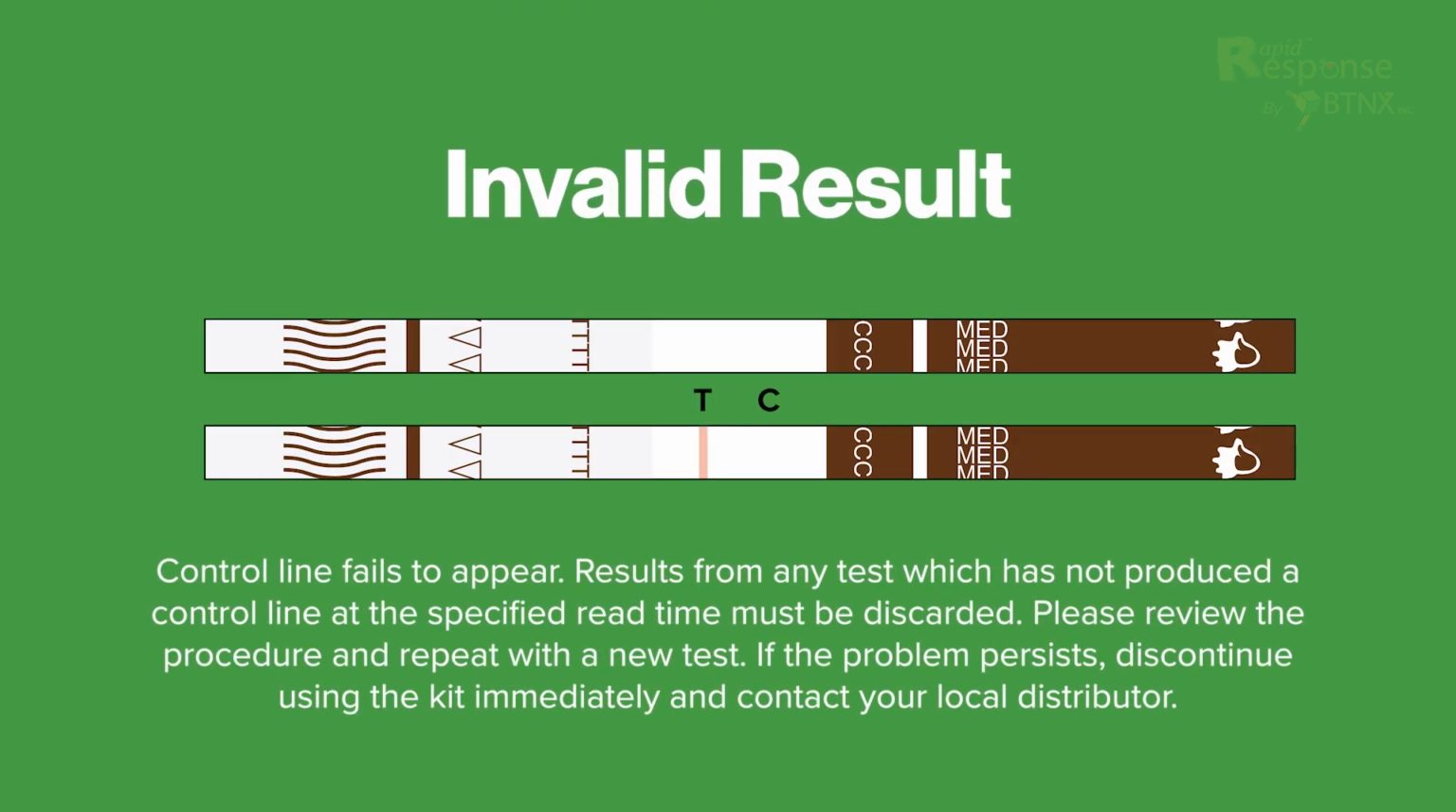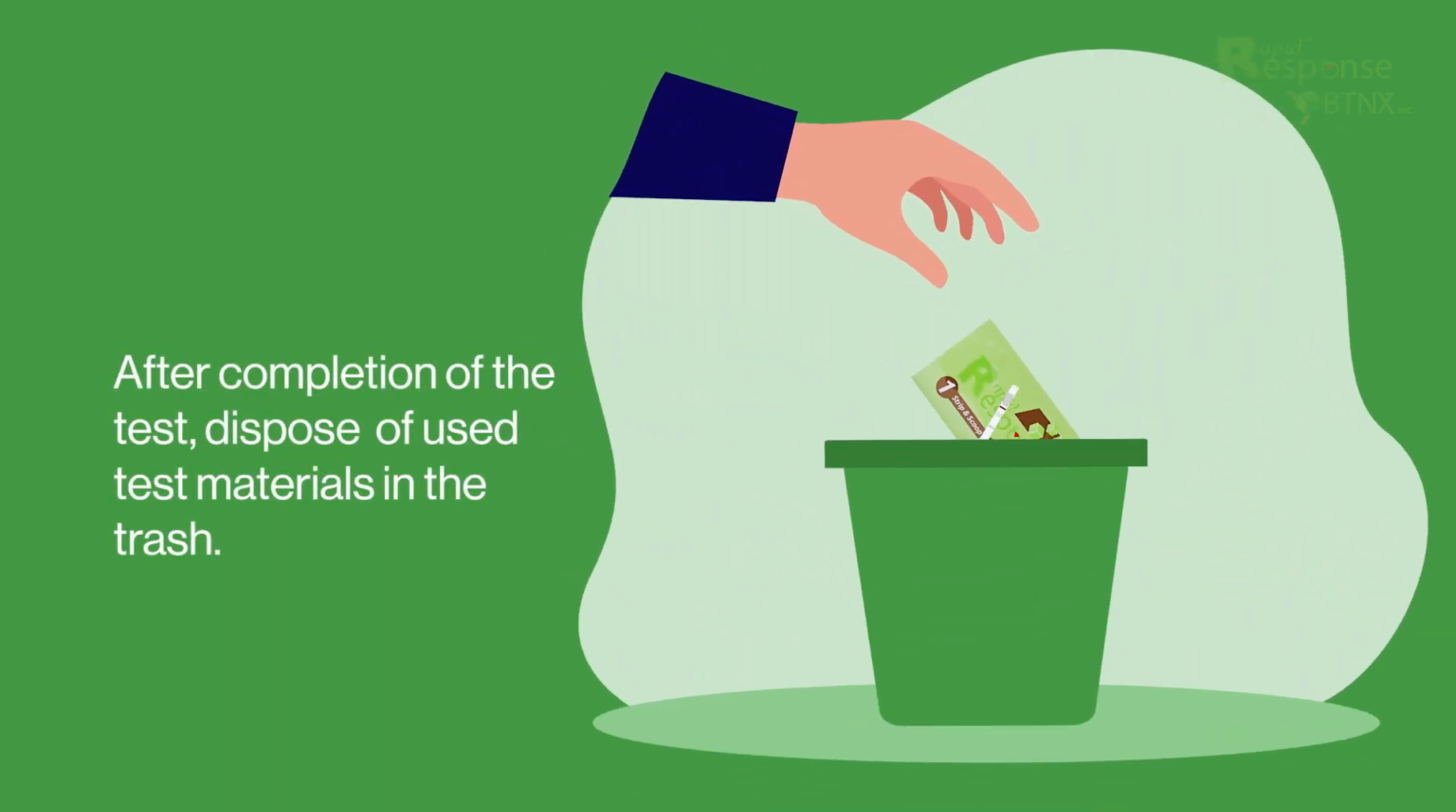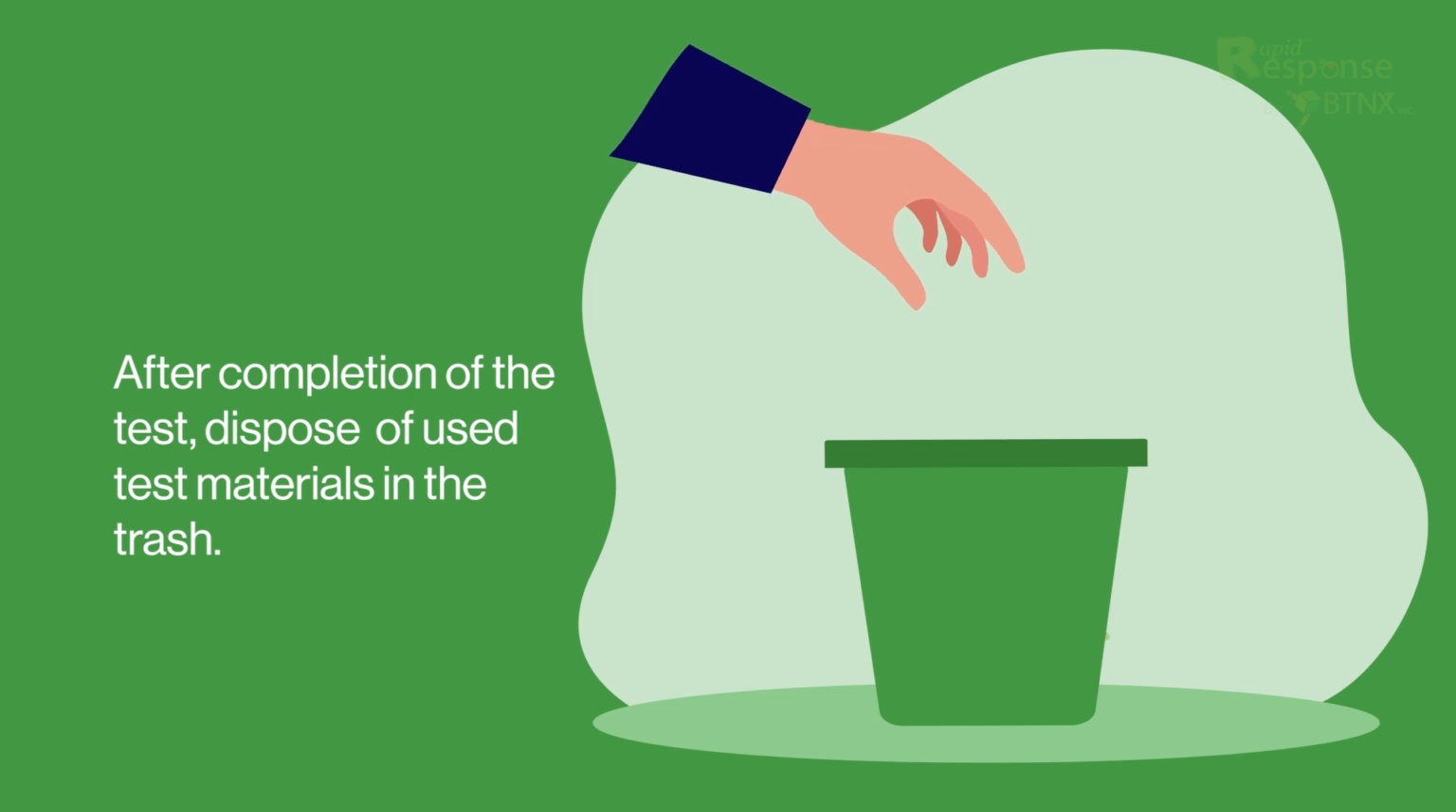Invalid result: control line fails to appear. Results from any test which has not produced a control line at the specified read time must be discarded. Please review the procedure and repeat with a new test. If the problem persists, discontinue using the kit immediately and contact your local distributor. After completion of the test, dispose of used test materials in the trash.